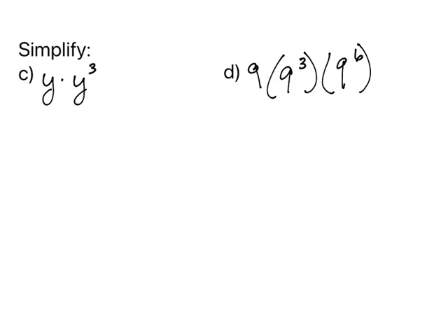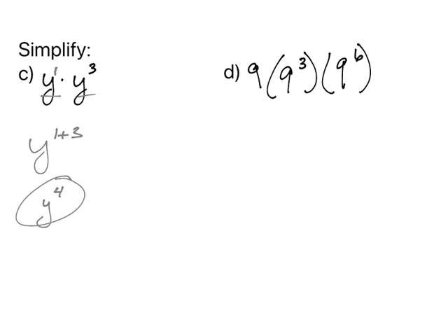Y times y to the third. Just a reminder that if you do not see an exponent, it has an exponent of 1. So if you're a visual person like me, sometimes I will actually write that 1 in just so that I can see it. For me, it's easier to do the math if I can see the math. So now I can say, okay, my base is the same, so I would take 1 plus 3, and I end up with y to the fourth.